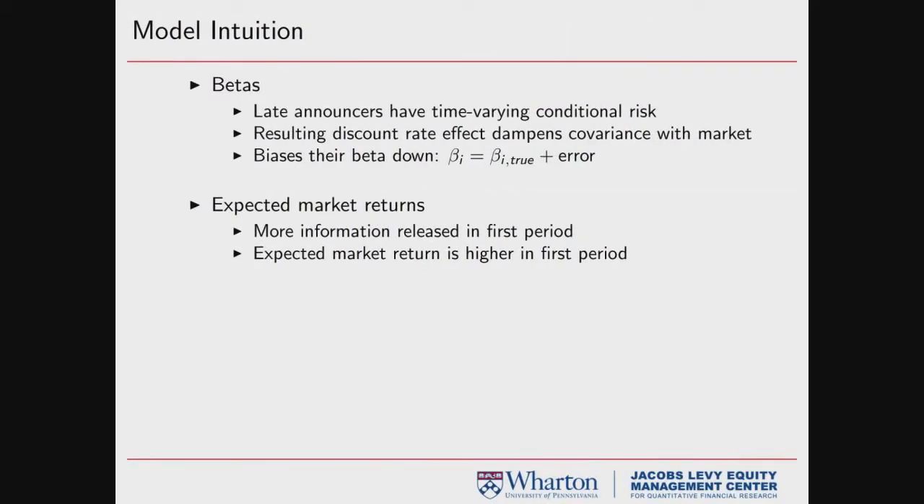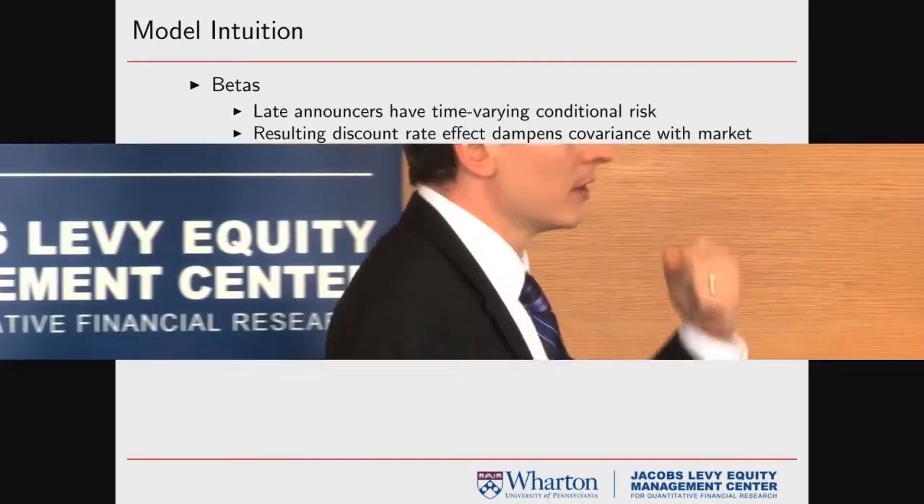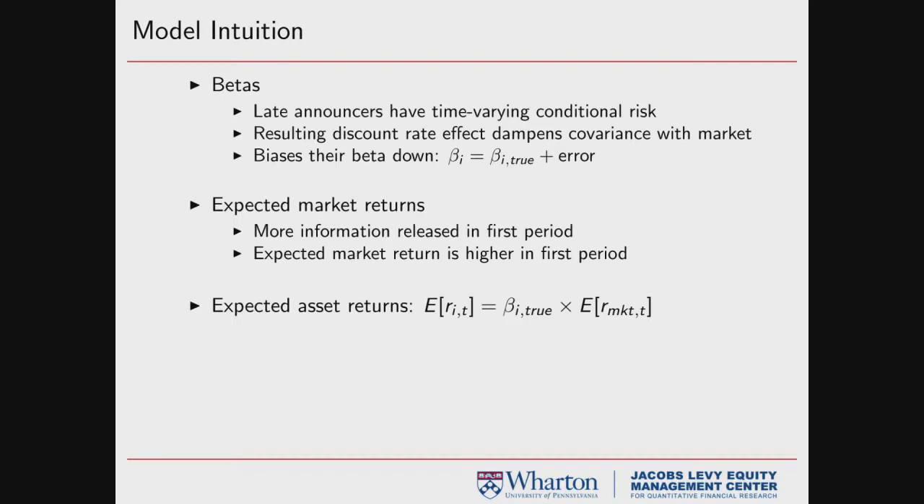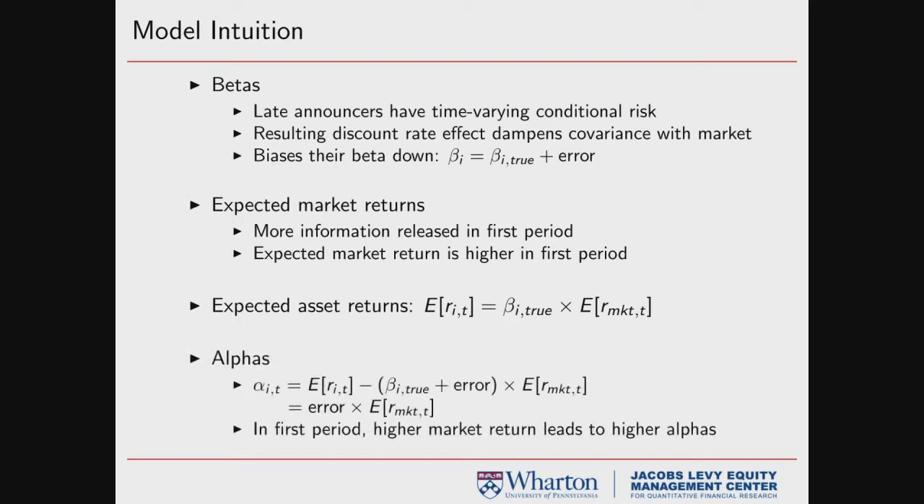Now let's think about the market returns in this model. Because there's more information released in the first period, we're getting the systematic shock plus all of the firm-specific exposures of the early announcers. So there's more information released. Because more information is released, more risk is resolved, so we get higher expected market returns in the first period. Now, our expected returns on our assets are going to be approximately our true beta times the expected return on the market. But our alphas in the CAPM are going to be the difference between these expected returns, and we're messing up our beta measurement.